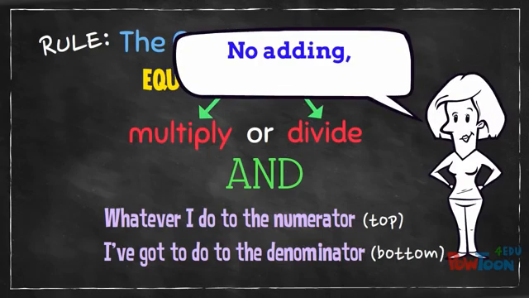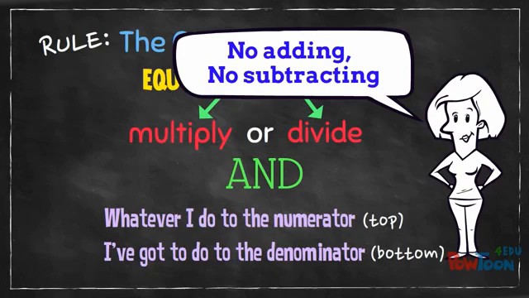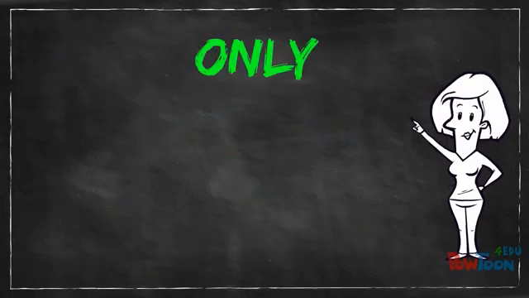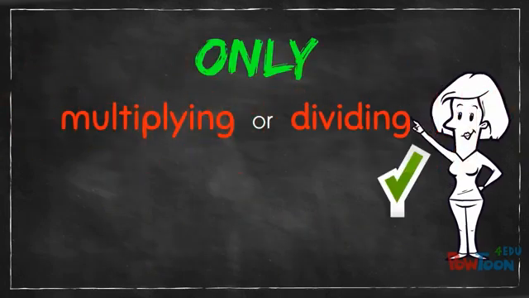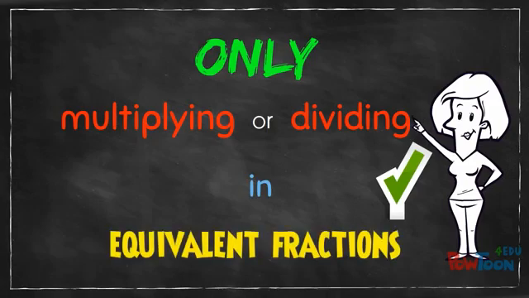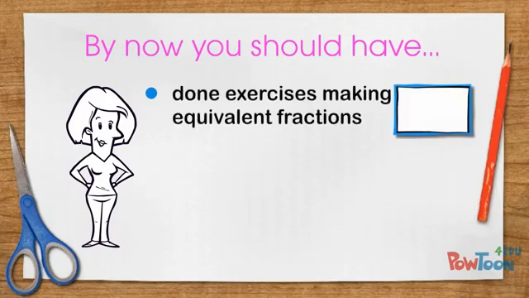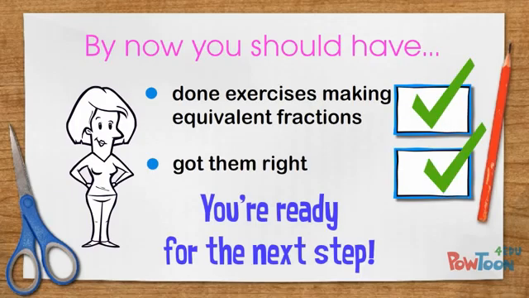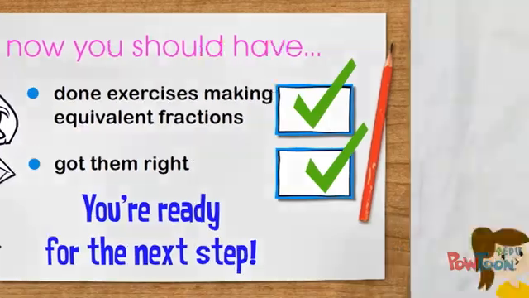So, no adding or subtracting, okay? Never ever. Only multiplying or dividing leads to a correct answer in equivalent fractions. Okay, by now you should have done some exercises making equivalent fractions. If you got them right, then you're ready for the next step.